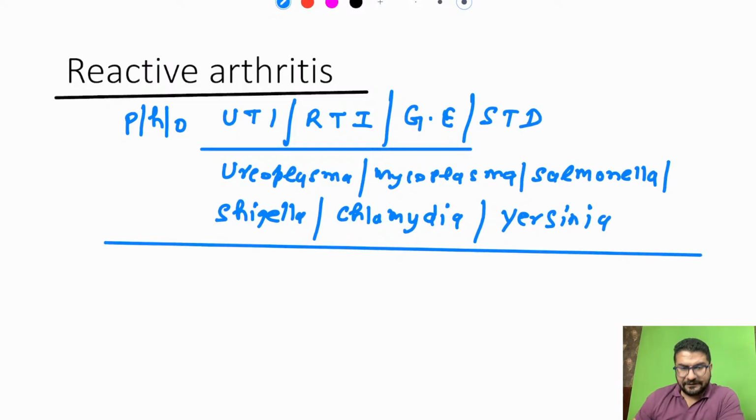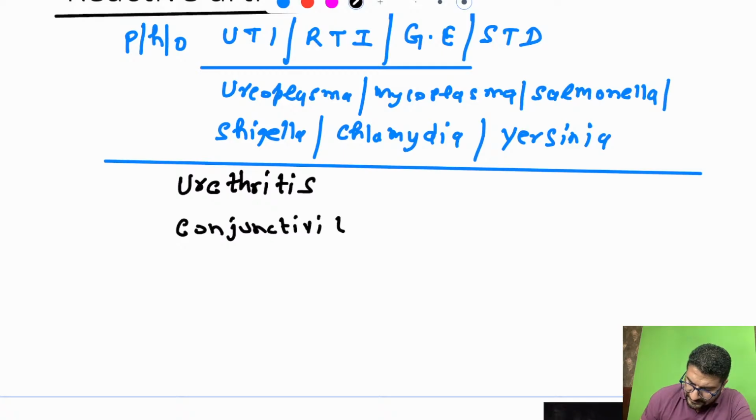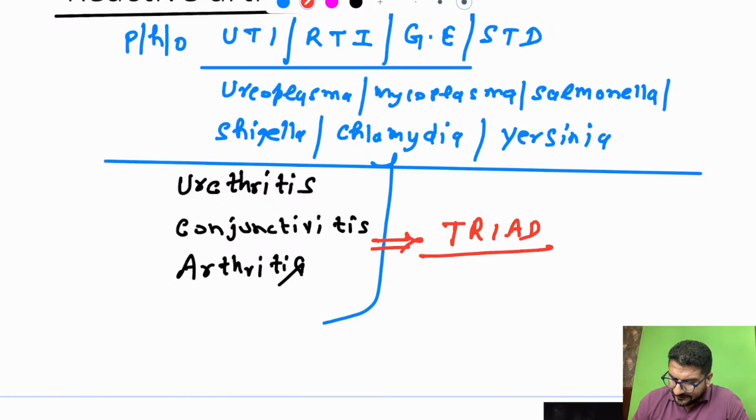So try to understand patients having past history of some infection. Then few weeks later understand patient developed urethritis. कुछ हफ्ते बाद क्या हुआ? Urethritis हो गया. There is conjunctivitis, and there is arthritis. So understand this thing. So we can remember this with a mnemonic: can't see conjunctivitis, can't pee urethritis, can't dance with me arthritis. So can't see, can't pee, can't dance with me. This is a triad that we see in reactive arthritis.